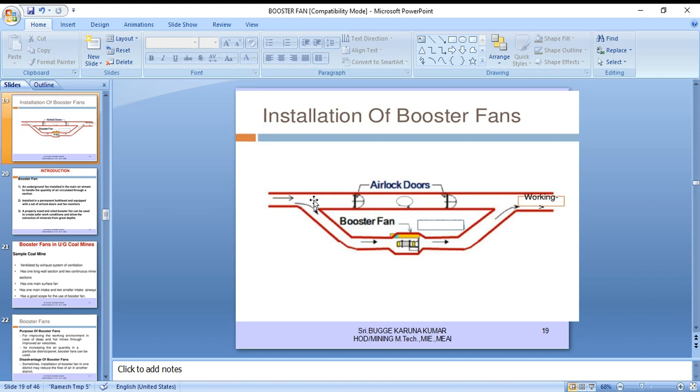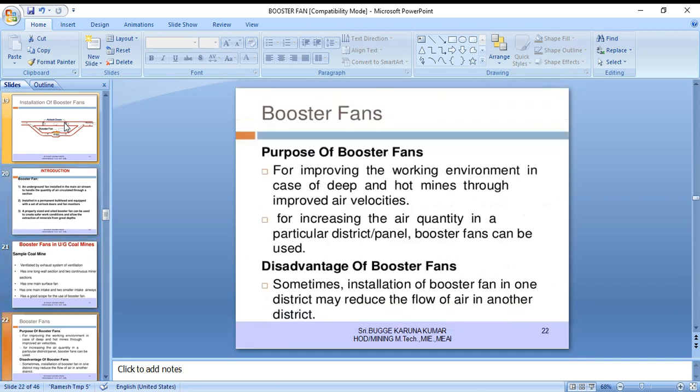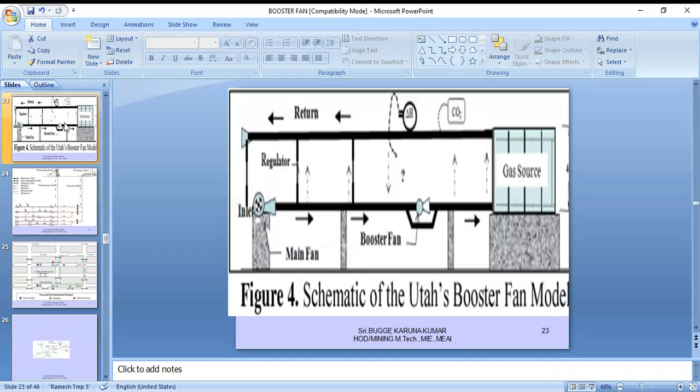The location of the booster fan is very important. So a schematic of the booster fan model is given here. There is an intake, the main fan, and the booster fan is given. There are gas sources, and some ventilation regulators are also shown there. Please go through the simplified figure for understanding the various elements of the ventilation network.